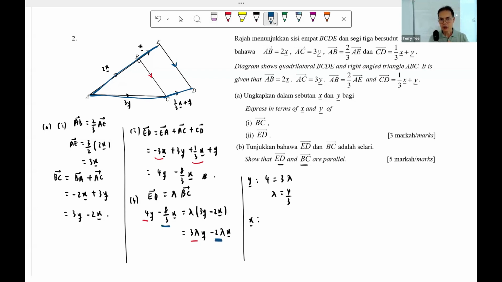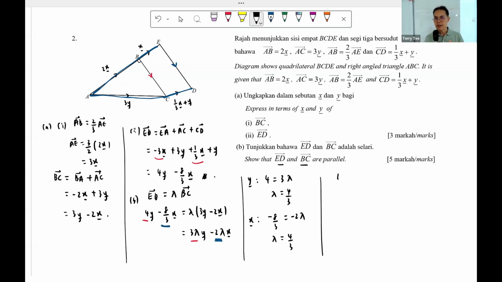This is minus 2. So we write minus 2 lambda. We write minus 8/3 equals minus 2 lambda. 8 can divide by 2 is 4. Your lambda is also 4/3. You see the lambda values are the same, right? If the lambda values are the same, meaning they must be parallel.